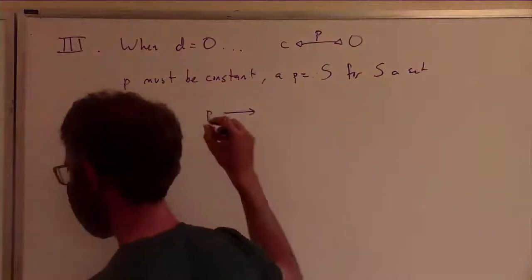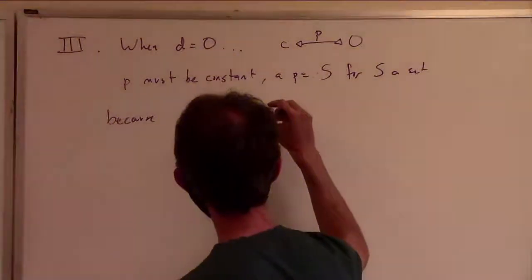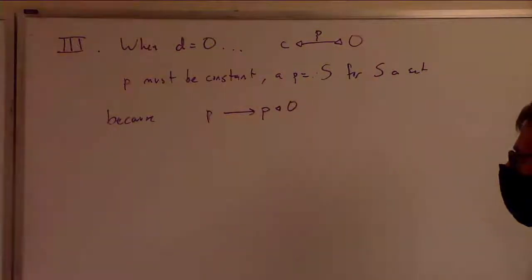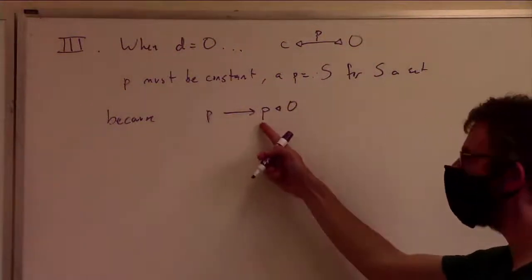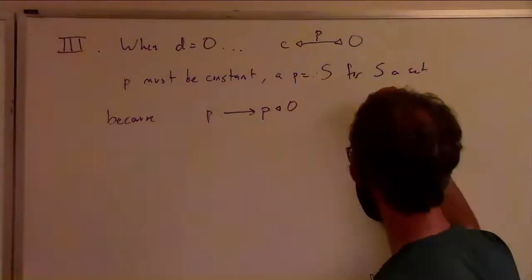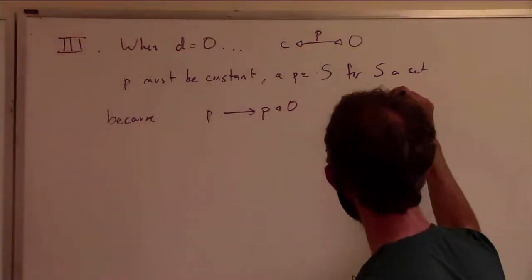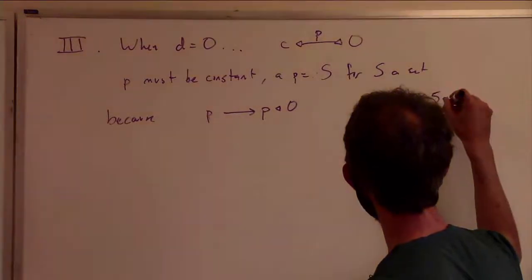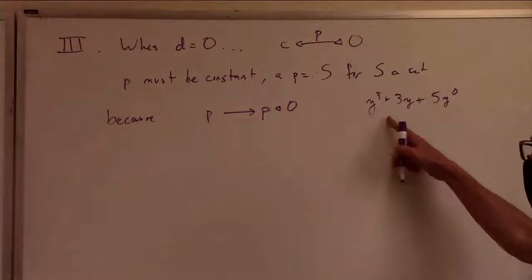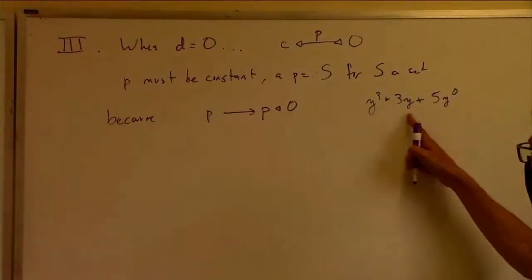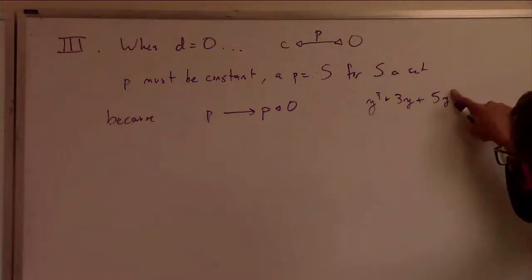Because we have this thing, P composed with 0. P composed 0 means P of 0. You plug in 0 for P. Every time you see a y in this thing, you throw it away. So it's like if it was y cubed plus 3y plus 5, then when you plug in that 0, anything that's not a constant term goes to 0, and you're going to get 0 plus 0 plus 5. So this thing is just P of 0.